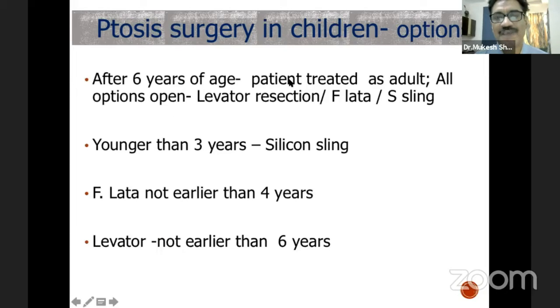After 6 years of age, every patient is treated as an adult. All the surgical options are open, whether it is levator resection, frontalis sling, or silicone sling. If a person is younger than 3 years, then the major surgical option available is silicone sling only. Frontalis sling we never do earlier than 4 years of age, because earlier than that, we do not find sufficient length of frontalis. And levator, I do not perform earlier than 6 years of age, because of the lack of development of aponeurosis and poor results.